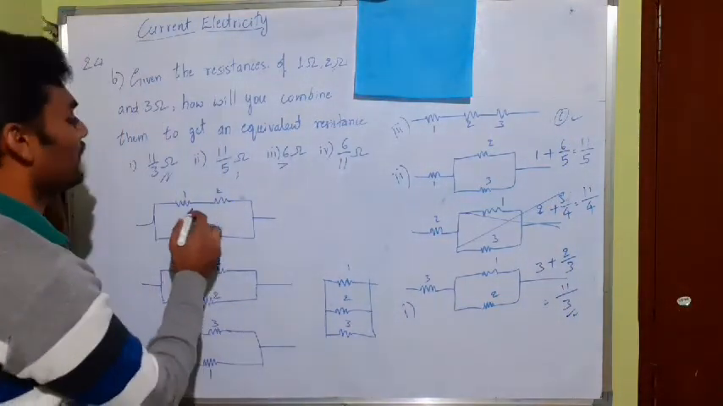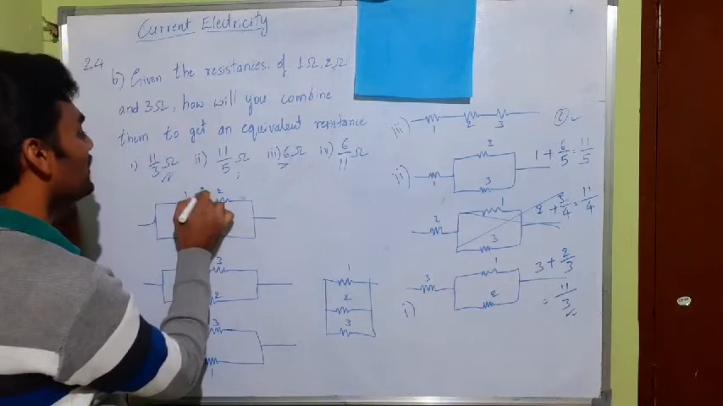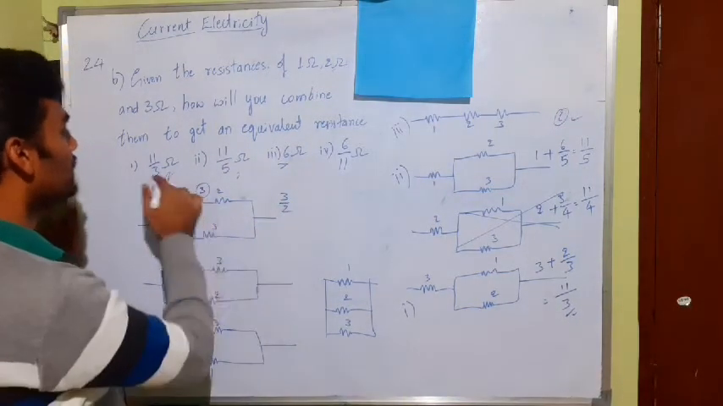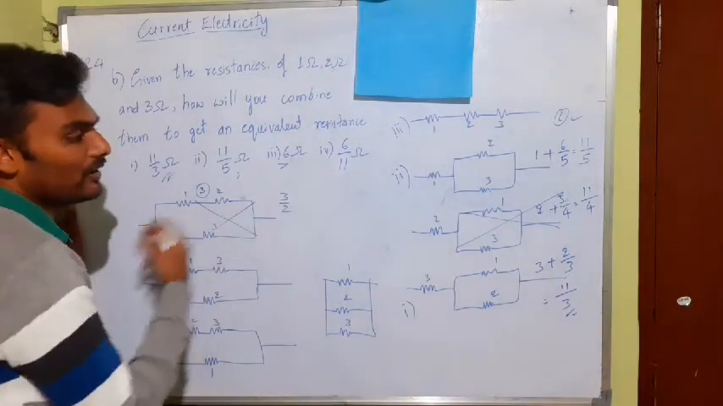Let me come for this. So 1 and 2 in series will give me 3, right? 3 and 3 in parallel will give me 3 by 2. Do we have the value 3 by 2 here? No. So this is not a required circuit.